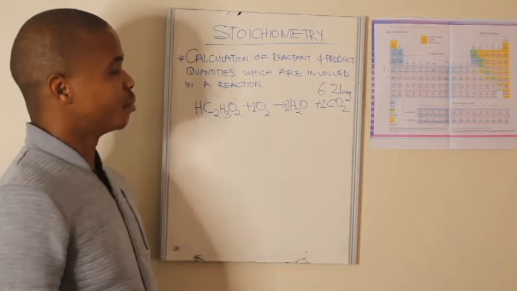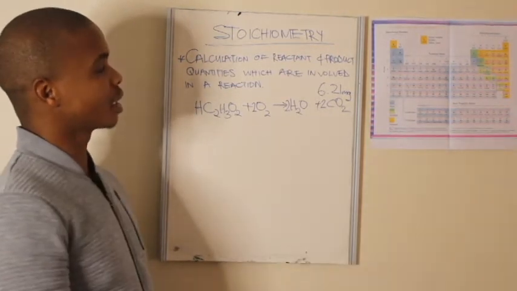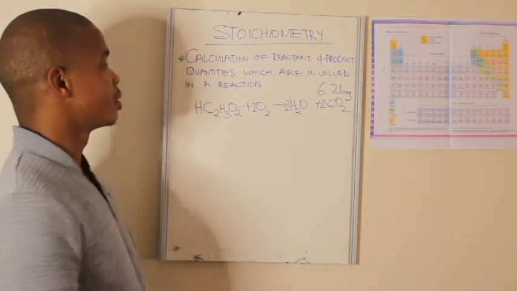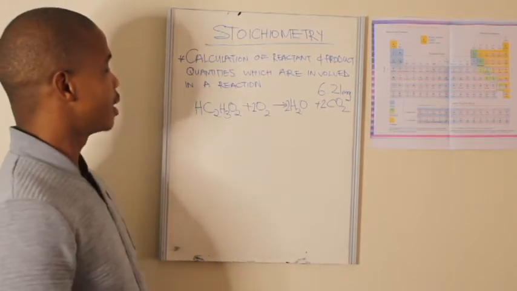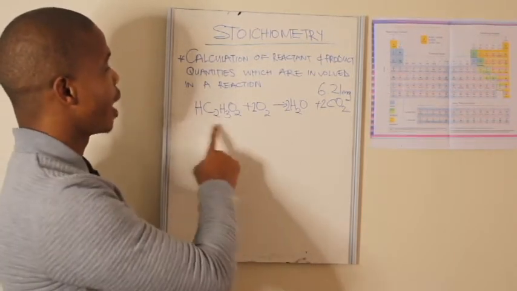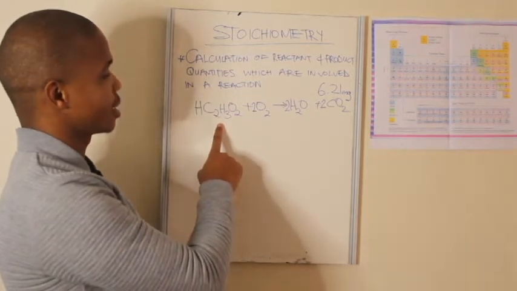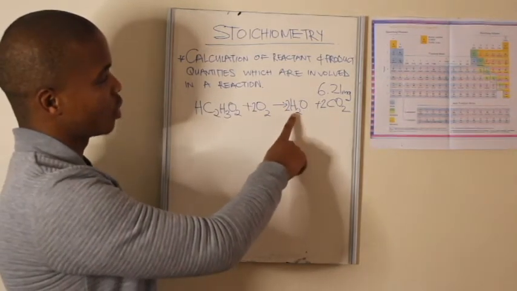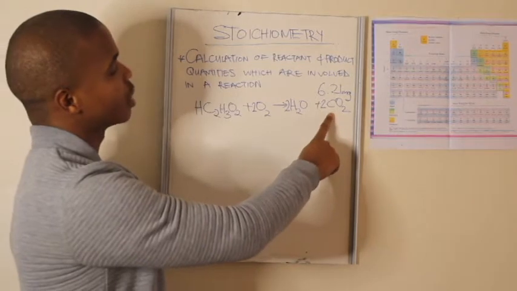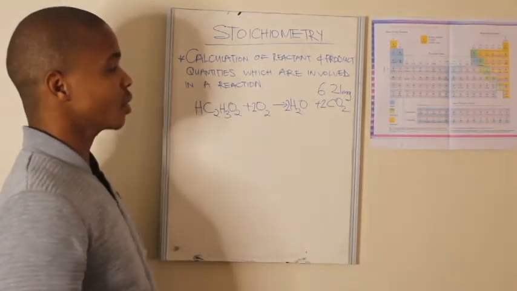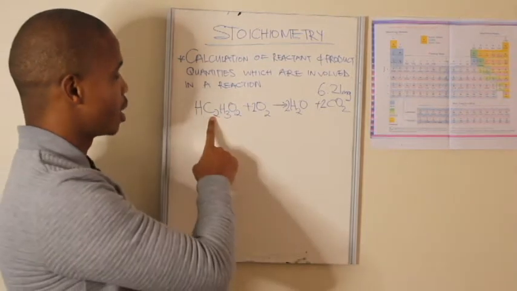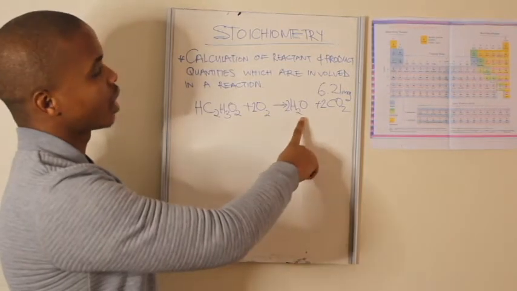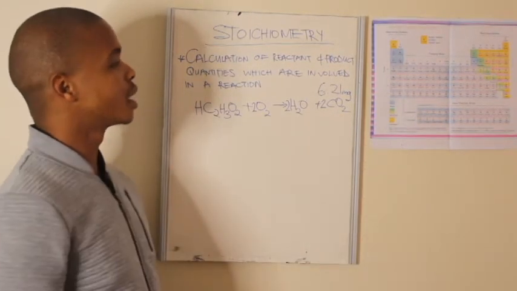Now, I have to be able to interpret my balanced equation in terms of moles, what you would call your molar interpretation. So if I interpret this, it means one molecule of acetic acid and two molecules of oxygen gives me two molecules of water and two molecules of carbon dioxide. Or I can stretch it further to say 1 mole of acetic acid and 2 moles of oxygen gives me 2 moles of water and 2 moles of carbon dioxide.